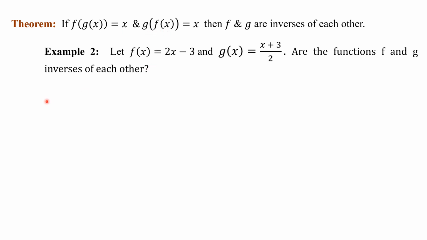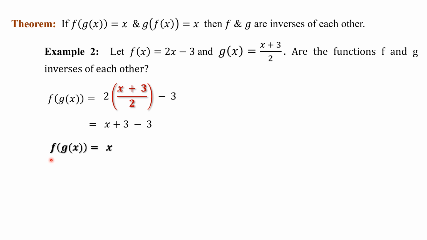So first, let us find f of g. In finding f of g, we will put the function g for every x in the given function f. So it will give us 2 times, instead of x, we will write the function g, which is (x plus 3) over 2, and then minus 3. Evaluating this, 2 times this fraction, it will cancel out the 2. So it will give us x plus 3 and then minus 3. And x plus 3 minus 3, 3 minus 3 is 0. So the answer is x. So it means f of g of x is equal to x.